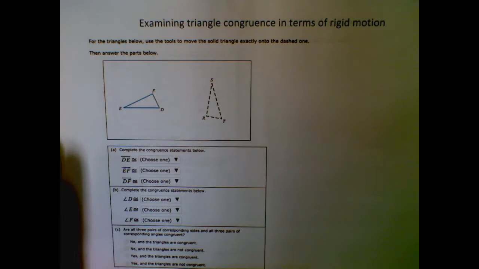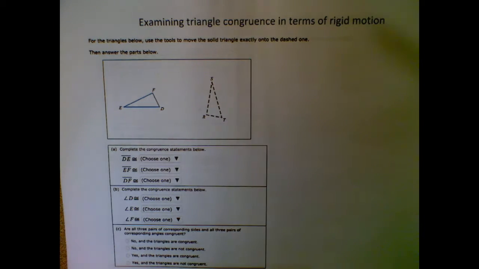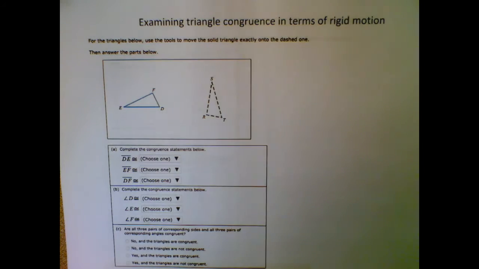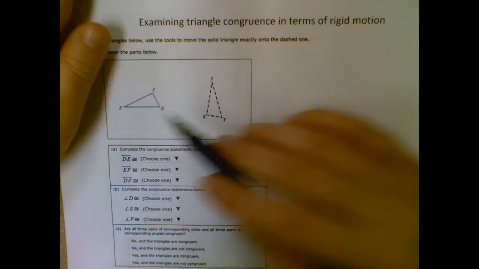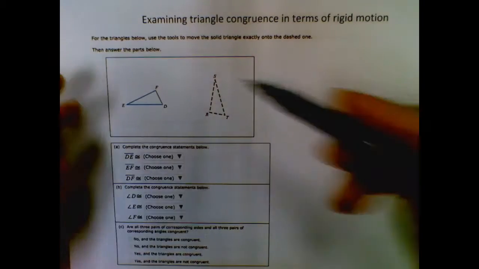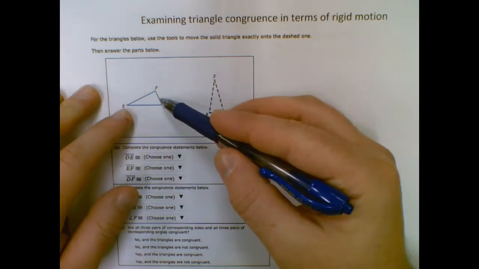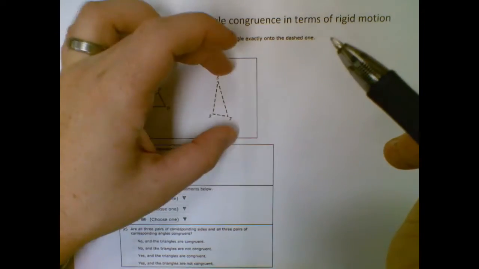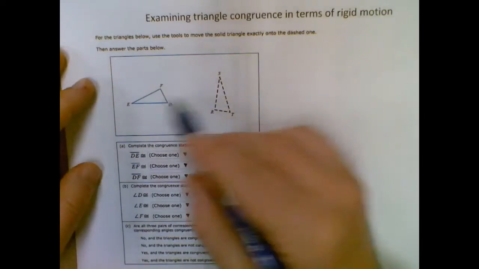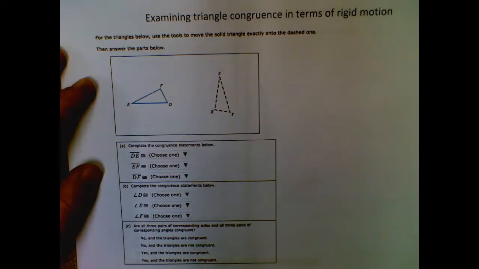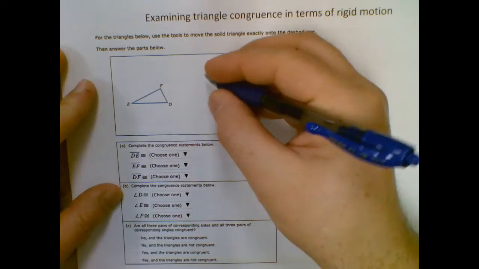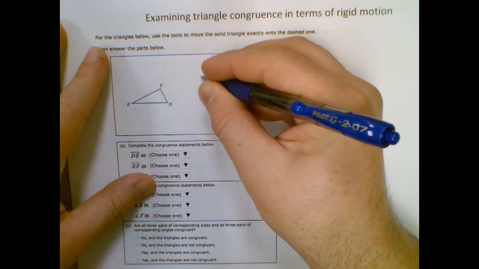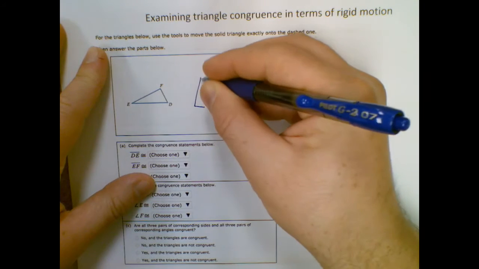Today we're going to be looking at the ALEKS topic, examining triangle congruence in terms of rigid motion. For the triangles below, use the tools to move the solid triangle exactly onto the dashed one, then answer the parts below. Obviously we can't do that directly. I can't move this around because we're not on the computer. But effectively what you would want to do is flip this over and then rotate it and put it there. You're just trying to match up the parts. And the reason you're doing that is we're going to use that idea down here. So I'm going to show you what it would look like if I were to do that.